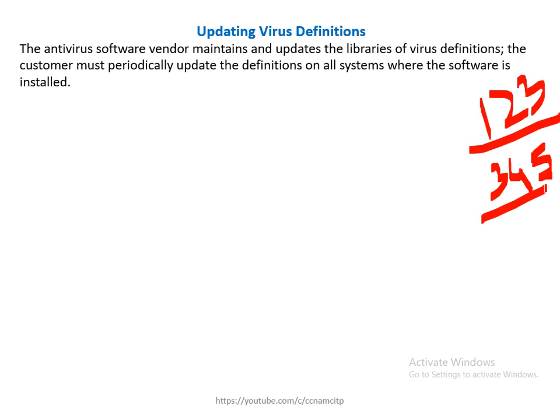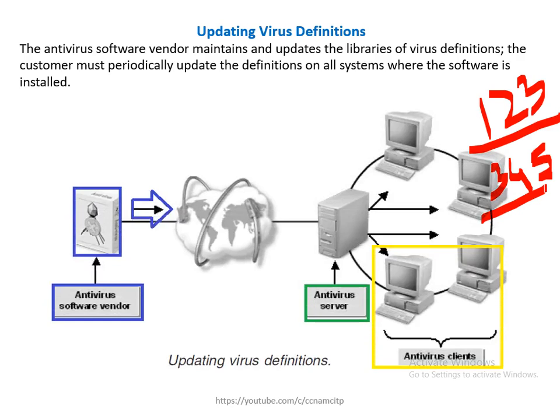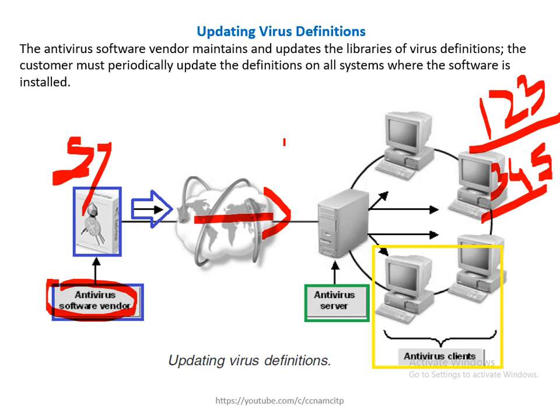So this kind of virus can come, and this is the solution for that, so the production should not be impacted. That is the concept of updating virus definitions. This is a very simple example. For example, this is a vendor, an antivirus software vendor, for example Symantec itself. Now this is the internet and this is my LAN. I have one antivirus server over here on my LAN.